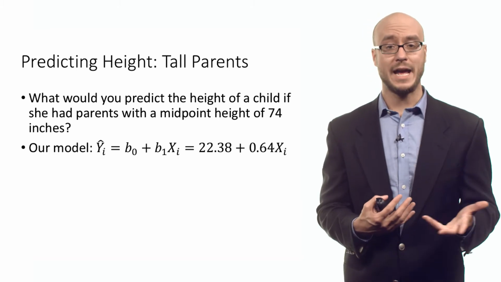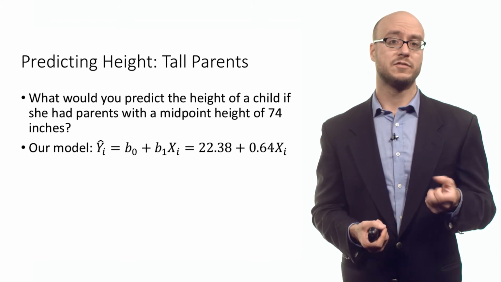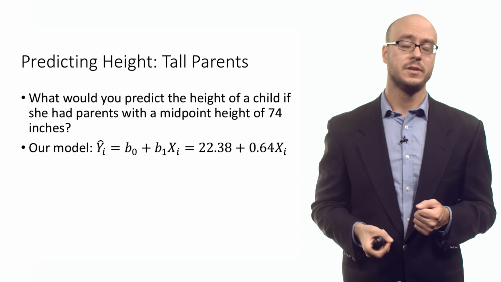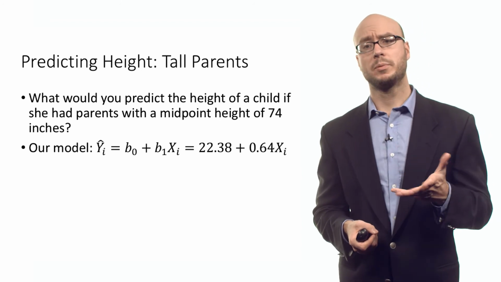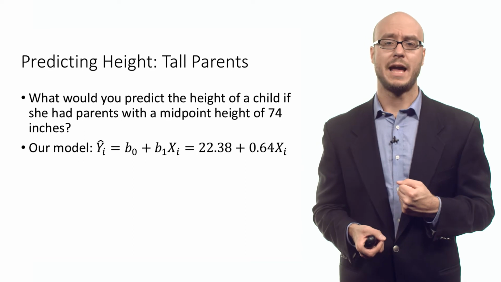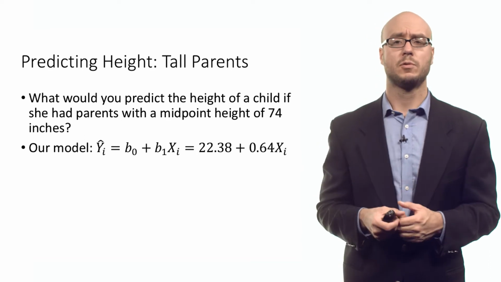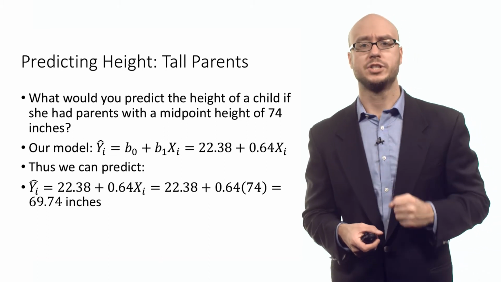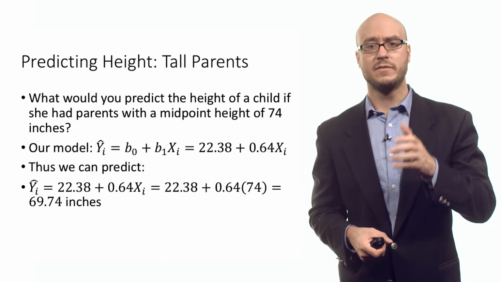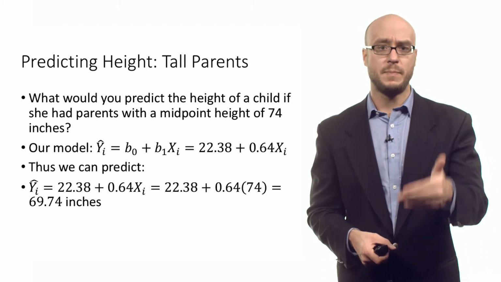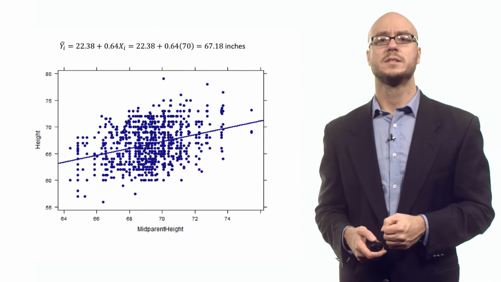And we can see that y-hat, the predicted height of children, equals the intercept plus the slope times the raw value of x, which is the mid-parent height. We plug in our values of 22.38, that's from the least squares output, and we have 0.64 for the slope. And so we can predict by putting in 74 inches that the height of a child, if the parents are 74 inches, the expected mean is going to be 69.74 inches.